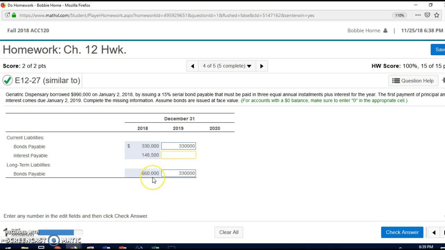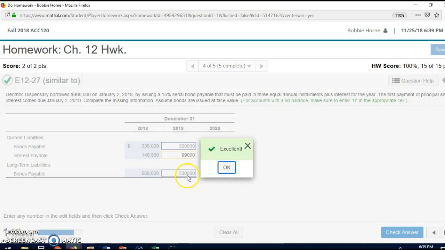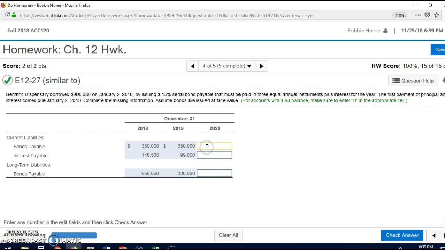To calculate the interest, calculated on the $660. So 660 times 0.15 times 1 would be $99,000. Now we only owe $330,000, and that's all going to be current. And then we're not going to have any in long term because we're paying it all. We have to calculate the interest on that 330. So 330 times 0.15 times 1, and that would give me $49,500 for interest.